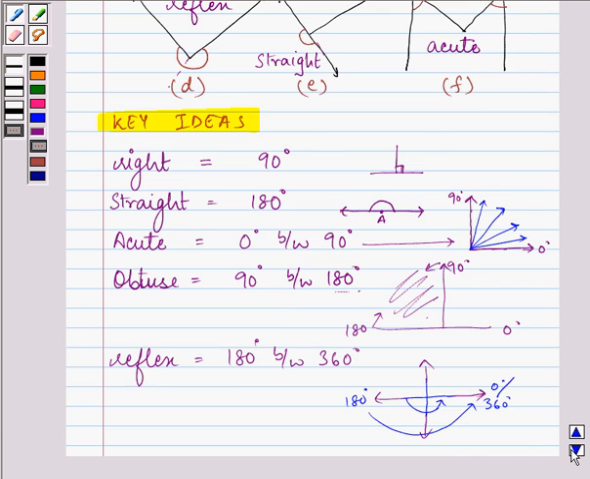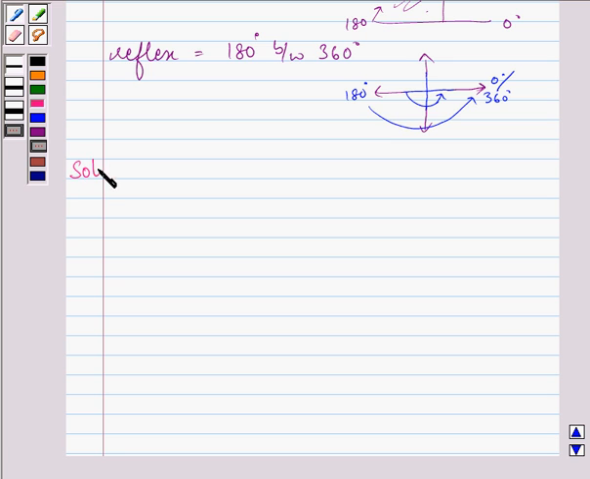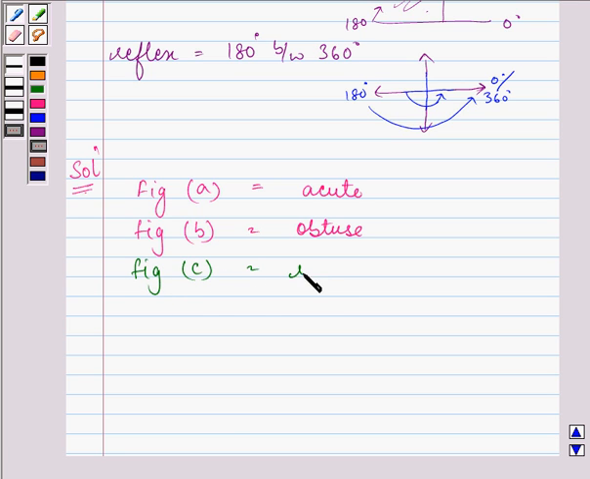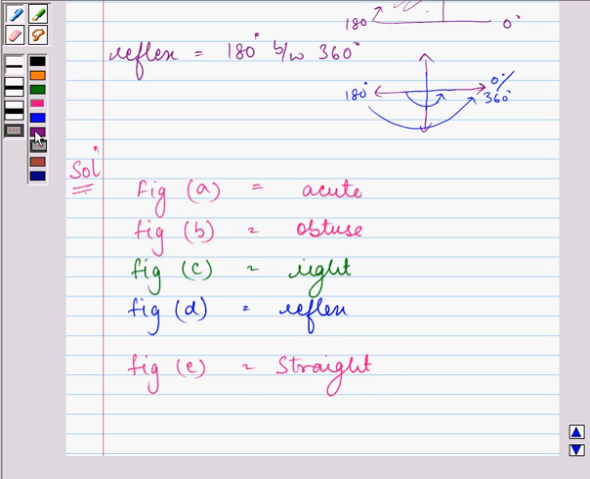So writing all these in an answer form, we can say about figure A that it is an acute angle. Figure B is an obtuse angle. Figure C is a right angle. Figure D is a reflex angle. Figure E is a straight angle. And lastly, figure F is an acute angle.